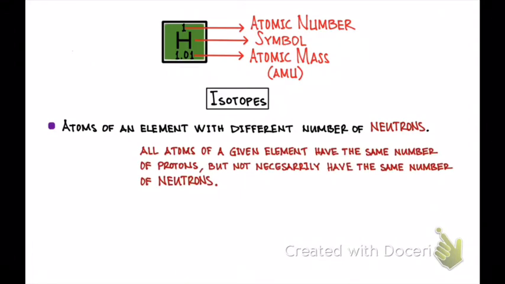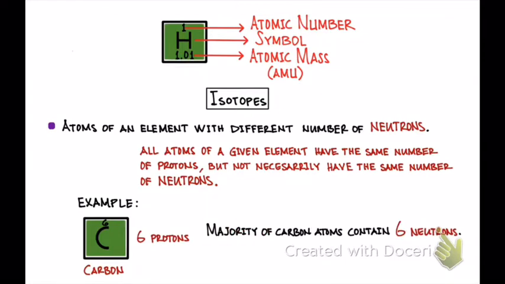In other words, all atoms of a given element have the same number of protons because they have the same atomic number, but not necessarily the same number of neutrons. And we'll talk about what makes an atom slightly different compared to another atom of that same element. Let's look at carbon, for example. We know that carbon has the atomic number 6, and therefore it has 6 protons. Now, if this is a neutral carbon atom, then it also has 6 electrons.